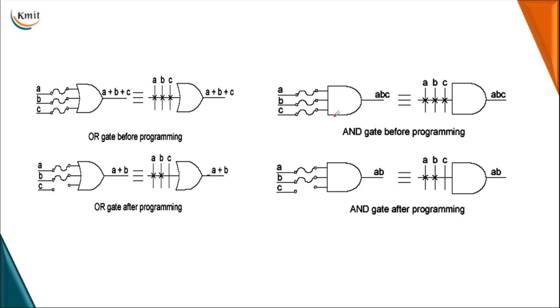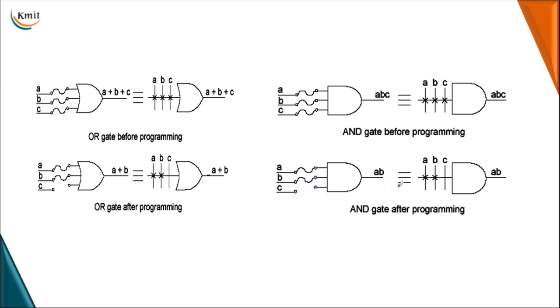Now let me move to another AND gate programmable connection. So, fusible links. Before programming, it implements the product of ABC. If they are connected, then we have to make sure to put the cross marks over there. That cross mark indicates that particular input variable is connected as one of the inputs of your AND gate. Since all these three are connected, it will implement ABC.